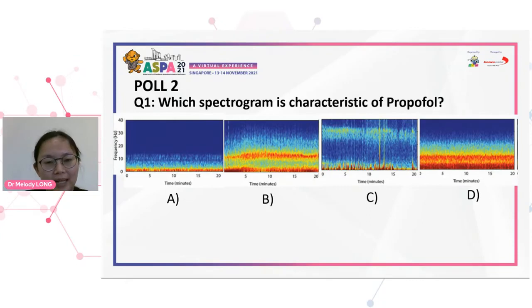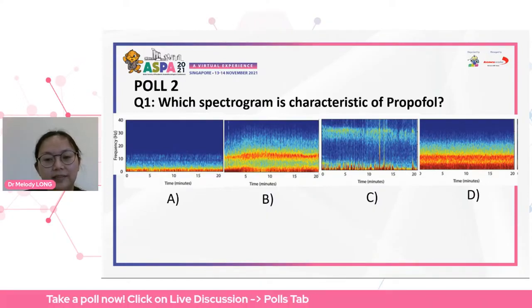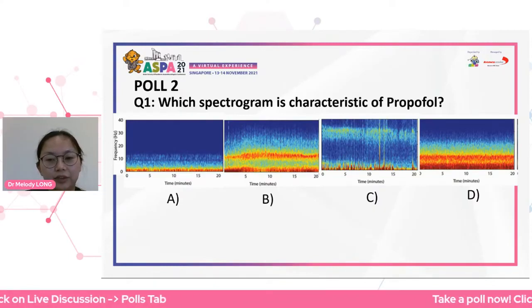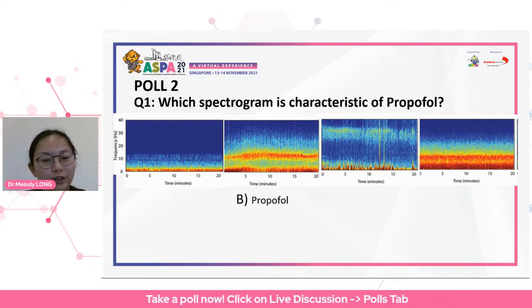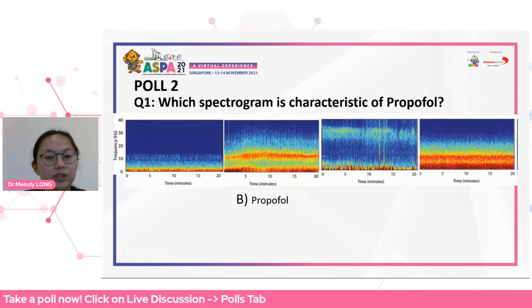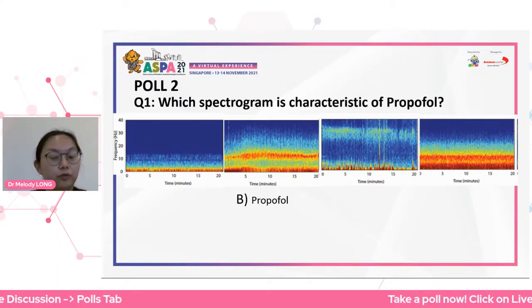All right, for question 1, which spectrogram is characteristic of propofol? Is it A, B, C, or D? You can input your answers on the right side of your screen, and we will be sharing the poll results soon. All right, so 38% of us have chosen B, while 63% of us have chosen the answer D. Can I have the next slide, please? For those of you who have chosen B, you are absolutely right. B shows the spectrogram which is characteristic of propofol.